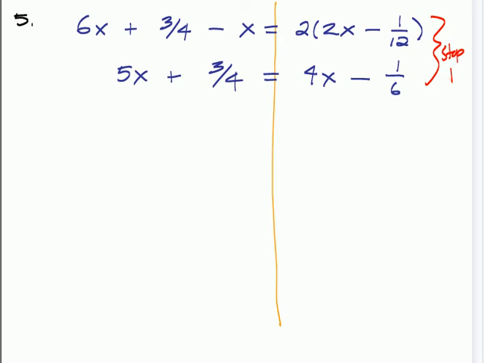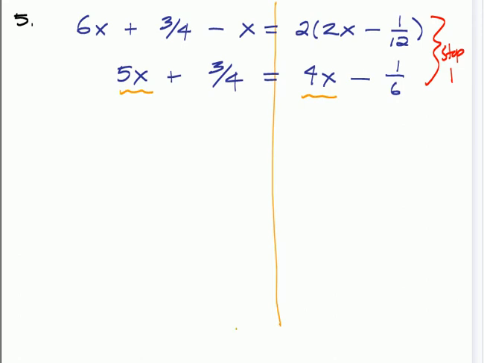And the goal is always to get all of your variable terms on one side and your constant terms, or plain old numbers, on the other side. So let's take a look at the variable terms first. I see on this side we have a 5x, and on the other side we have a 4x, so we've got to get them on the same side. Doesn't matter left or right, but we've got to make a decision. So I'm just going to decide, well, let's just do it on the left.